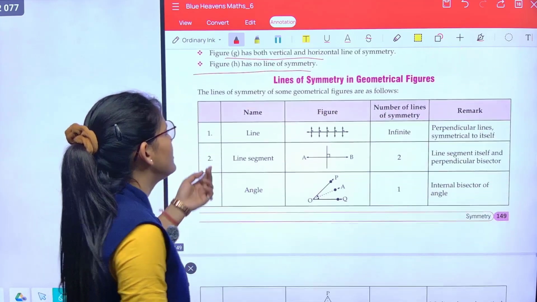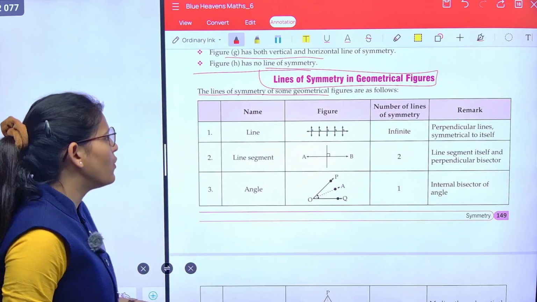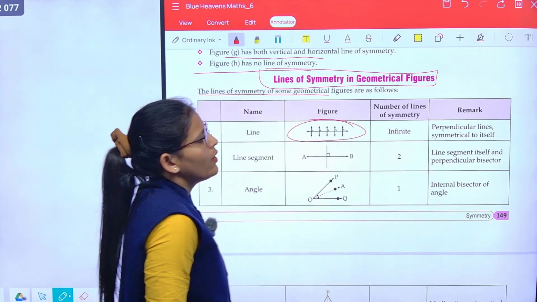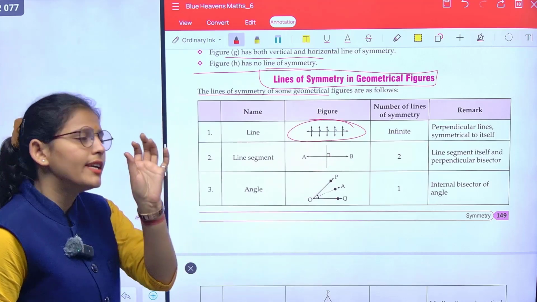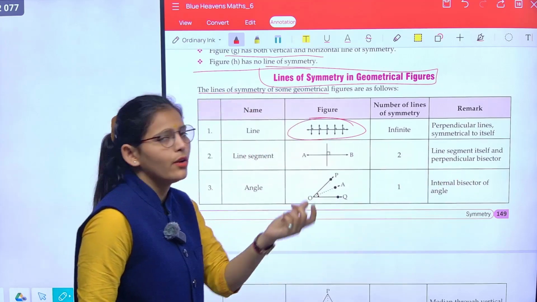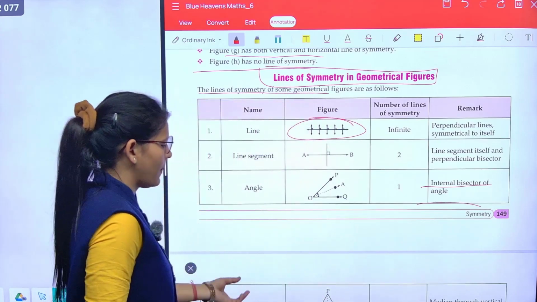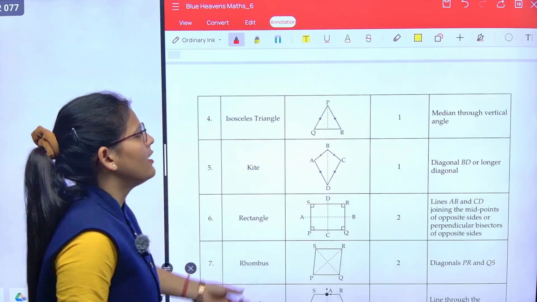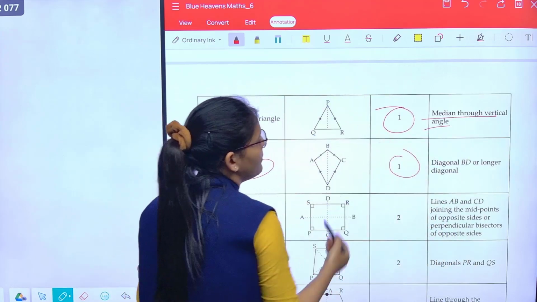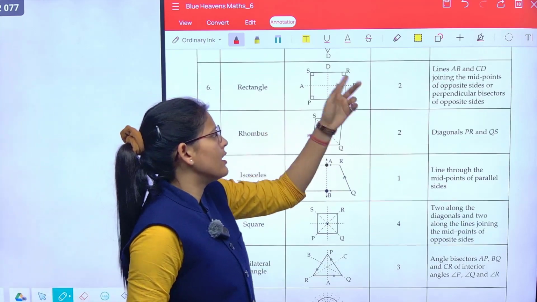Okay. Now lines of symmetry in geometrical figures. The lines of symmetry of some geometrical figures are as follows. On a line, you can draw any number of lines, infinity. Perpendicular lines: symmetrical to itself. Line segment, class: 2, the line segment itself and its perpendicular bisector. Angle: 1, the internal bisector of the angle. Now isosceles triangle: 1, the median through the vertical angle. Now kite: 1, the diagonal BD, the longer diagonal. A rectangle can have 2, class, like this.